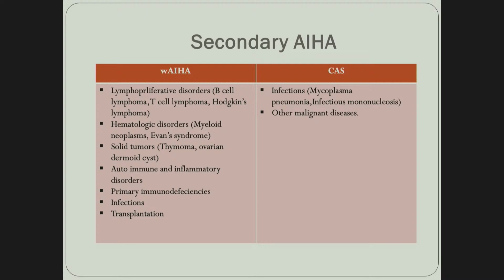Apart from that, cold autoimmune syndrome has occurred because of infections like Mycoplasma pneumonia, which is most commonly seen in our place during winters, in households where bigger families are staying in a smaller space, where the older people are affected, infectious mononucleosis in the case of pediatric patients, and other malignant diseases.